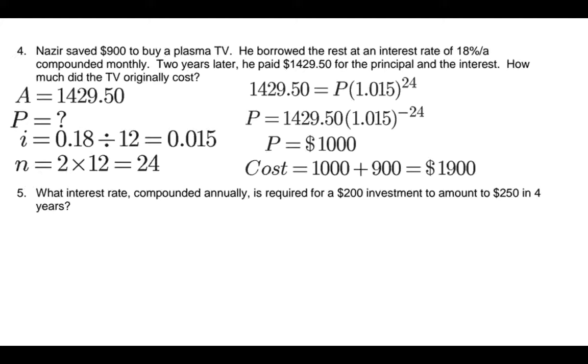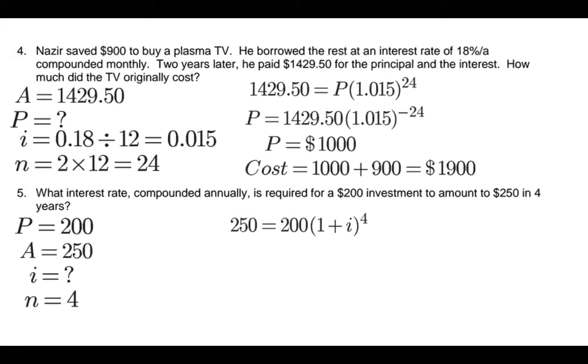The next one is asking you for an interest rate. It's compounded annually. So we've got $200 growing to $250 in 4 years. It's all in years because it's compounded annually. If it's compounded semi-annually, you'd have to realize that your interest rate is actually going to be half of the annual rate. But you have all the numbers. The P is 200, the A is 250, the I is what we're looking for, the N is 4.